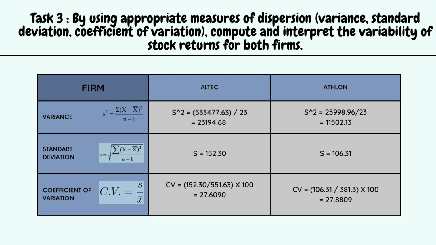For Athlon company, we just use the same method as the Altec company, and the answer for variance is 11,502 ringgit and 13 cents. Standard deviation is 106 ringgit and 31 cents. And lastly, coefficient of variation is 27.88%.